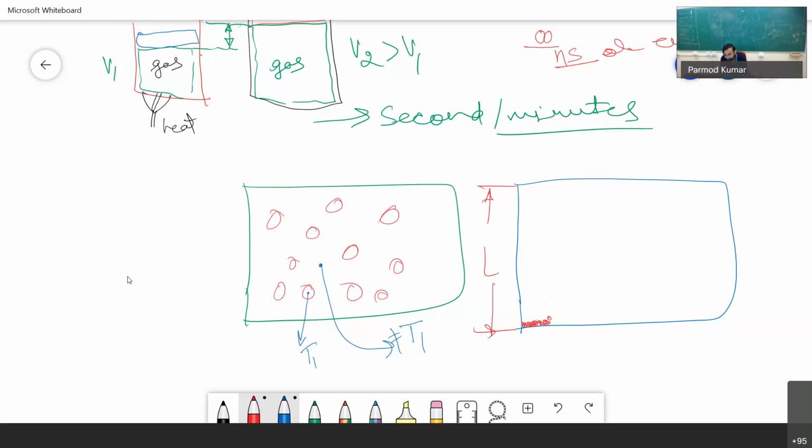Am I clear? Okay, so one question is there in the chat box. Can you explain the term continuum?